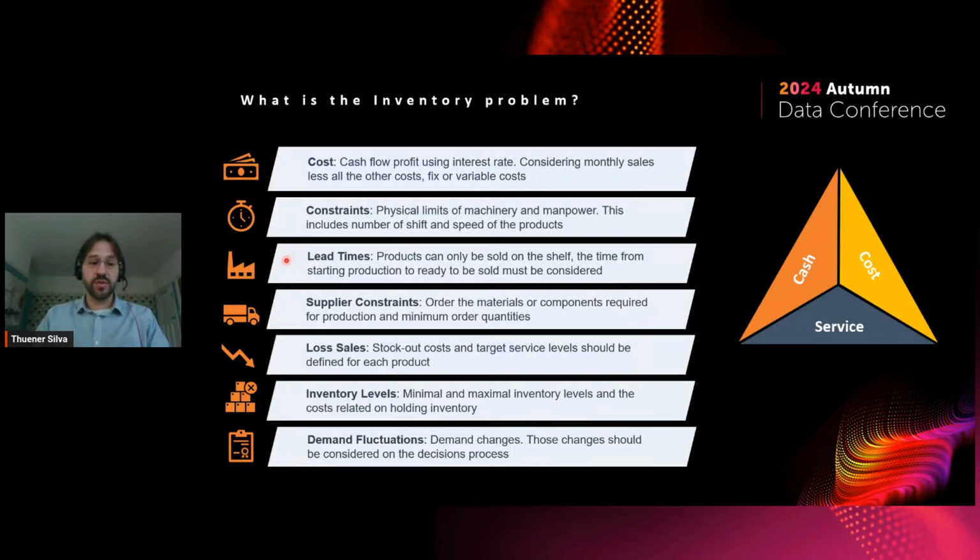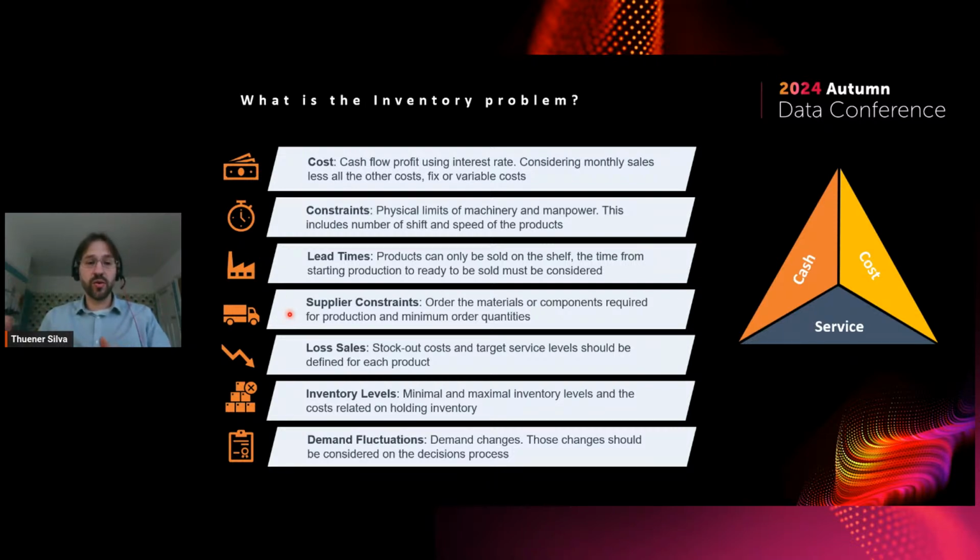You have lead times. Lead time is the amount of time it takes from making a decision, I will produce 1 million of product A, then you have to order the components to make this product A. And then you produce this product A, but also you have to bring this product A all the way to the shelf, right? To be ready to be sold, right? So you have to consider all this process, from deciding to produce, getting the raw materials, then producing, and then bringing this product to the final client. So all this you have to be considering.